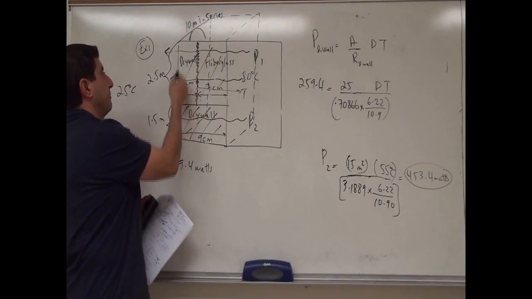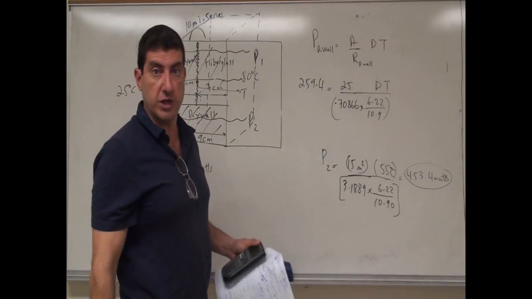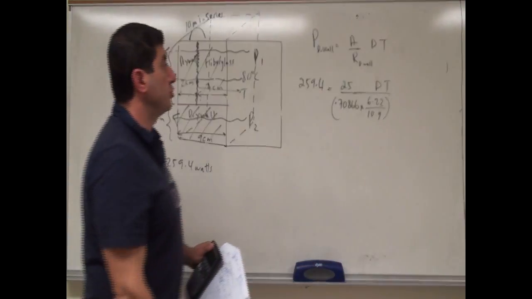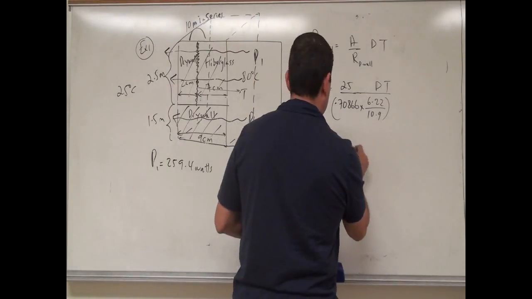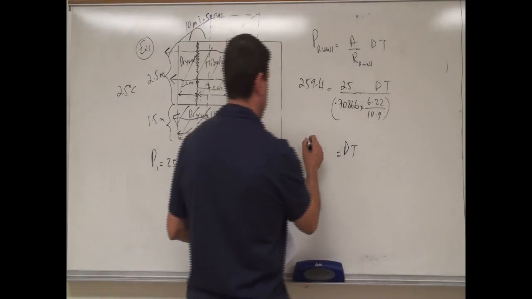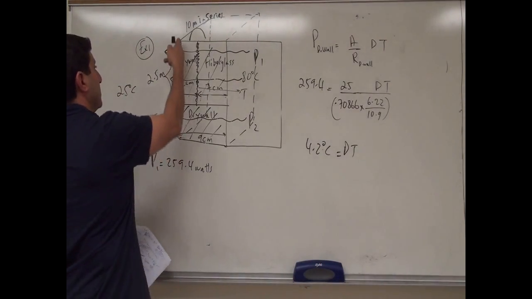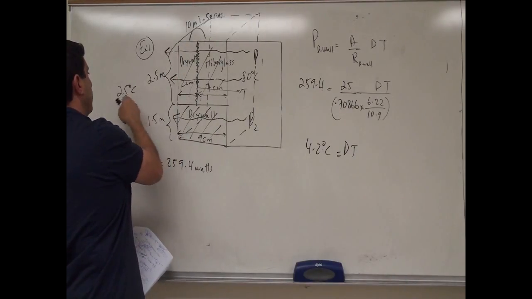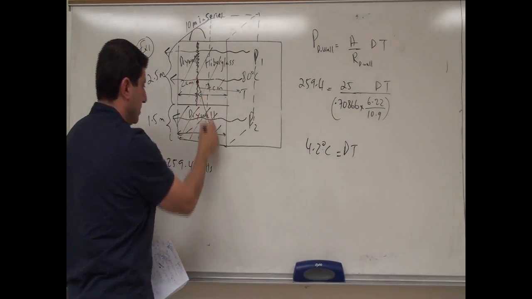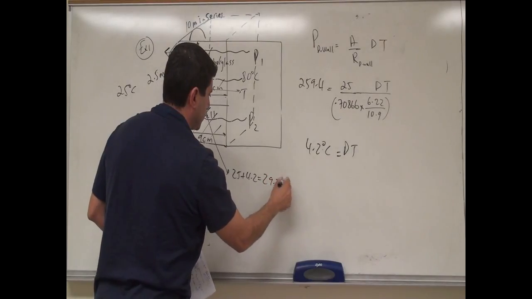We don't know the difference of temperature from the outside to the right side of the drywall. So this will help us calculate the delta T. When you do that, the delta T comes out to be equal to 4.2 Celsius. What does that mean? Well, this side, the outside of the house, is 25. That means this side is 4.2 Celsius hotter, right? So 25 plus 4.2, 29.2 Celsius.